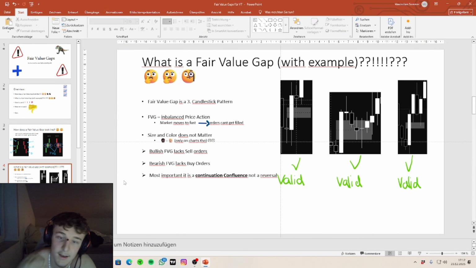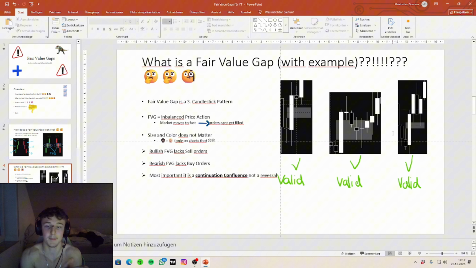Size and color do not matter on the charts though. It doesn't matter if this candle is black, this candle is white, and this candle is black. We still have this FVG gap here, as well as here. This candle is black, both of them are white. As long as we have this gap, the FVG gap is valid. And the same over here, black, white, white, this FVG gap is valid.